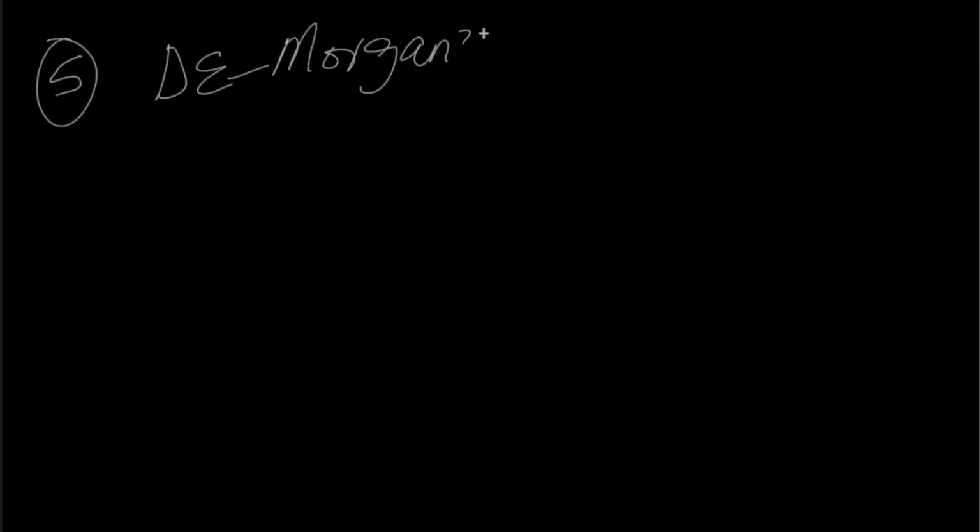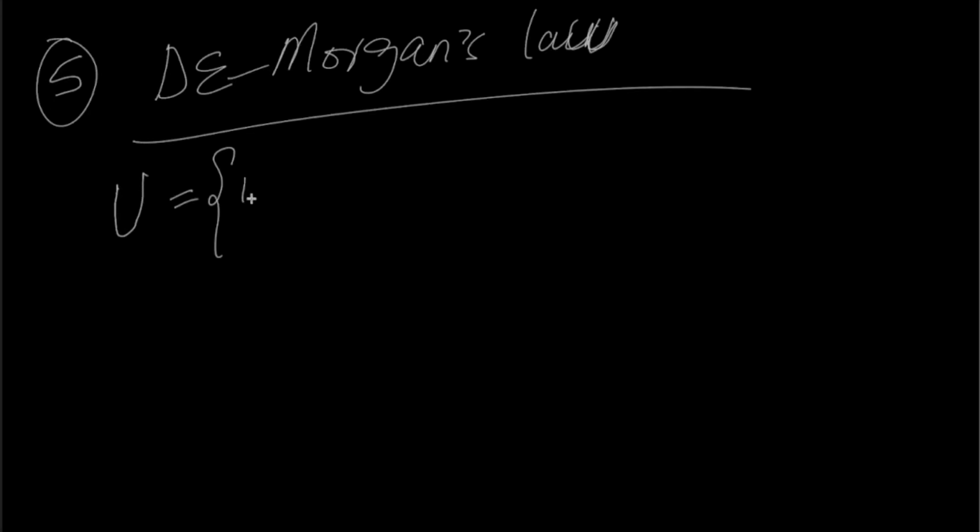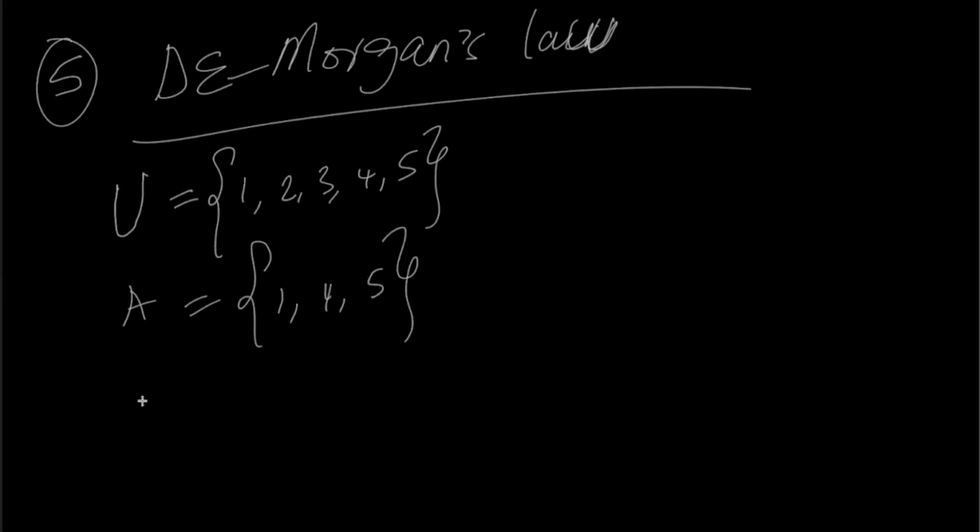De Morgan's law. What is De Morgan's law? De Morgan's law is simply talking about complement. Remember we said that if you have a universal set that is 1, 2, 3, 4, 5 for instance, and you have A equal to 1, 4, 5, the complement of A is equal to the elements in the universal set that are not in A. That is 2 and 3. So 2 and 3 is the complement of A. You represent it like this.